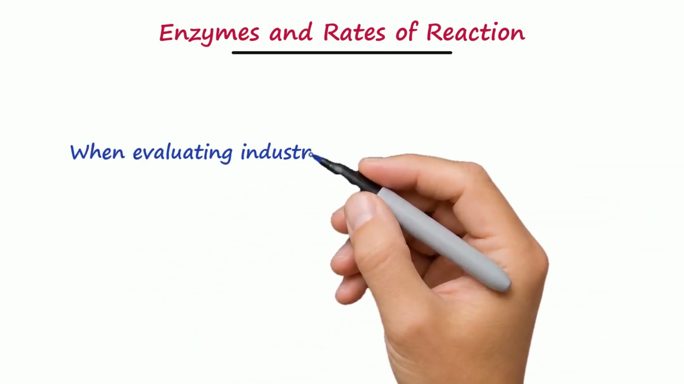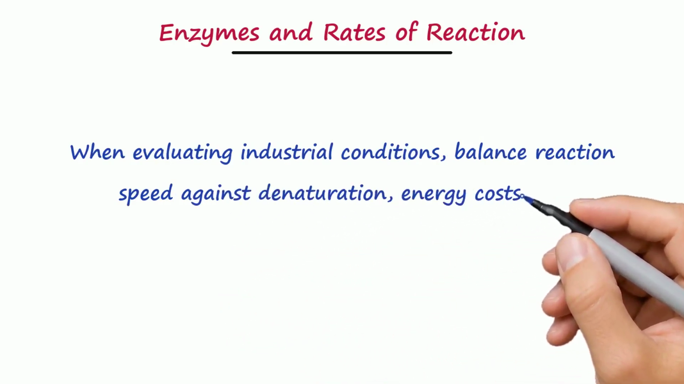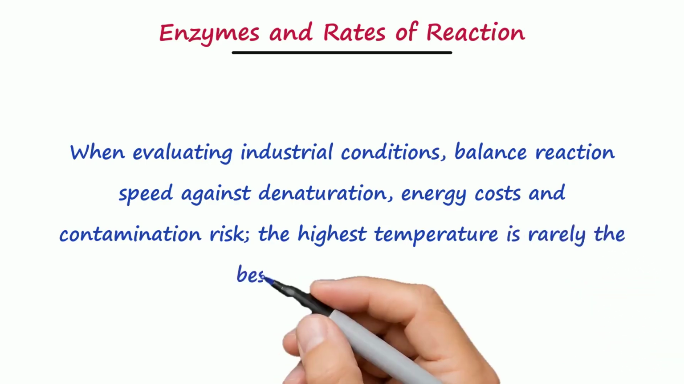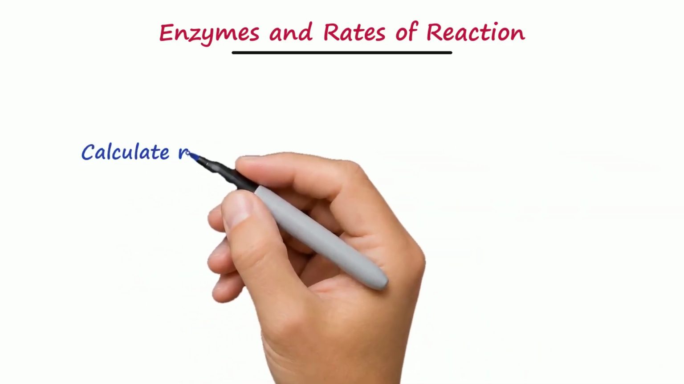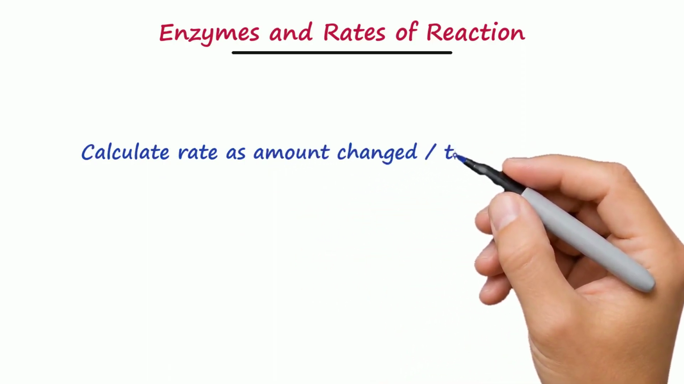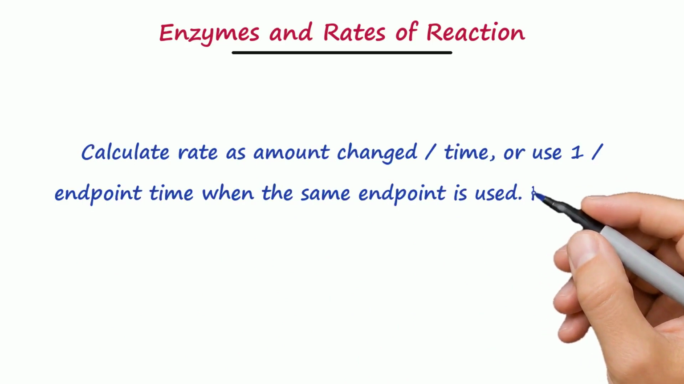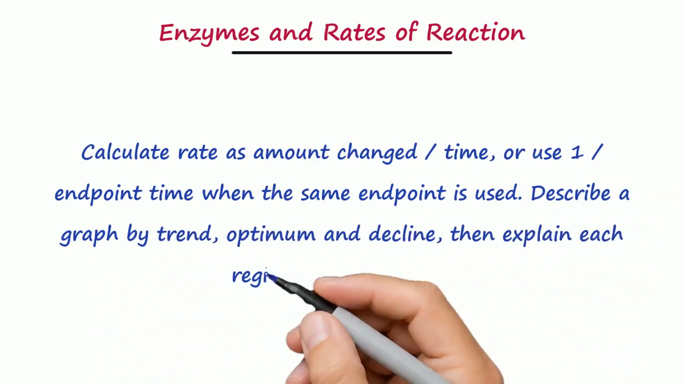When evaluating industrial conditions, balance reaction speed against denaturation, energy costs and contamination risk. The highest temperature is rarely the best operating choice. Calculate rate as amount changed over time, or use one over endpoint time when the same endpoint is used. Describe a graph by trend, optimum and decline, then explain each region mechanistically.